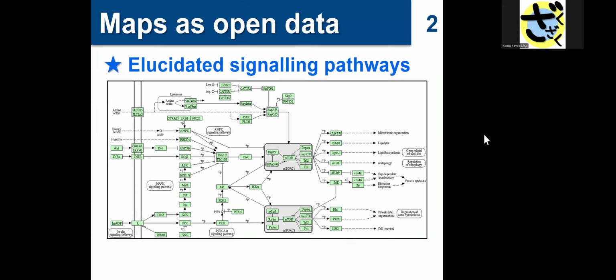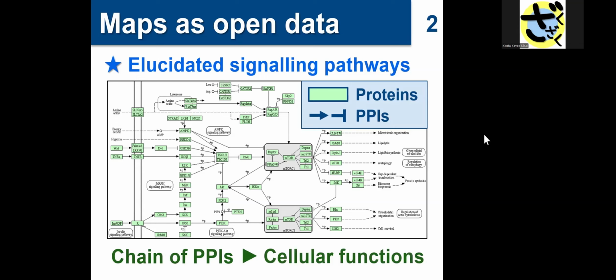So first, let us explain the pathway maps. These maps are composed of the elucidated signaling pathways. The squares represent proteins, while the arrows and T-shaped lines indicate protein-protein interactions, PPIs. These protein-protein interactions mean the association and dissociation between successive proteins. A chain of them leads to the expression of cellular functions at the downstream end of the pathway.